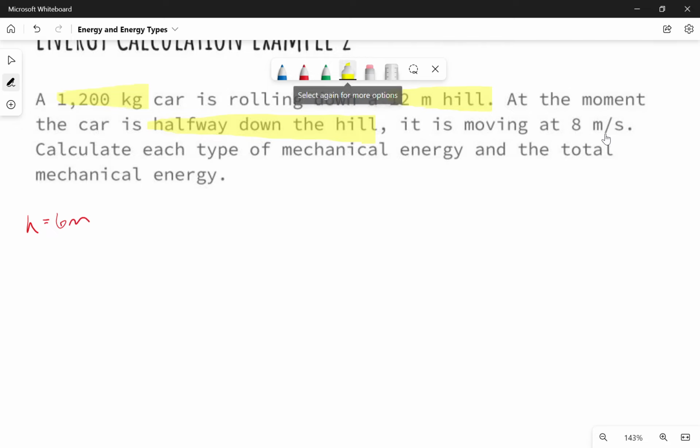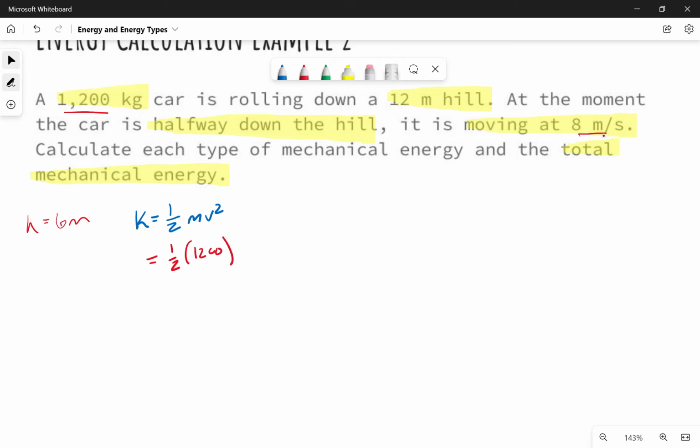And I've given you the velocity at which it's moving. So it's moving at 8 meters per second. And so here, I'm going to calculate the individual pieces, and then I'm going to figure out the total mechanical energy, which I'll come back to in a minute. So the individual pieces are that the kinetic energy is 1/2 mv squared. So we'll just go ahead and plug numbers in there. 1/2. The mass is 1,200 kilograms. And the velocity is 8 meters per second, so times 8 squared. Give me a minute for my calculator.